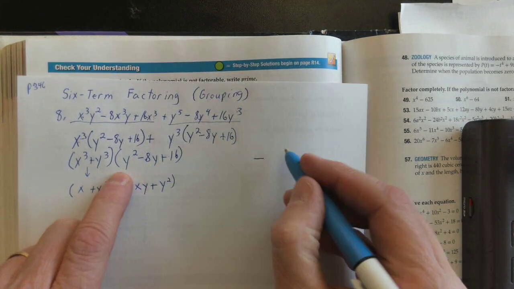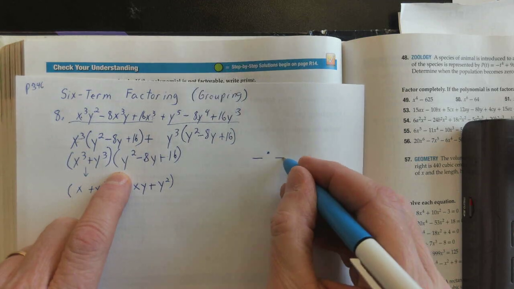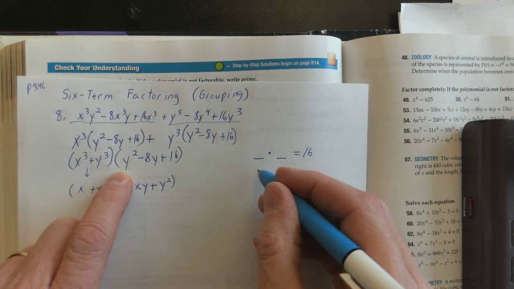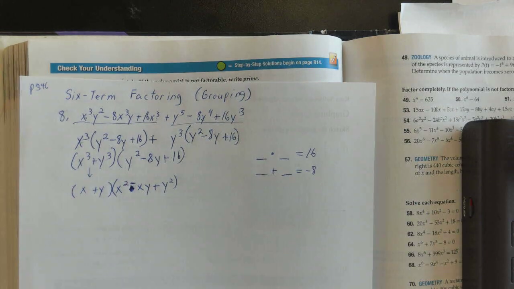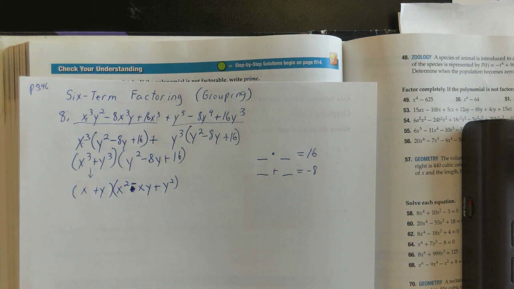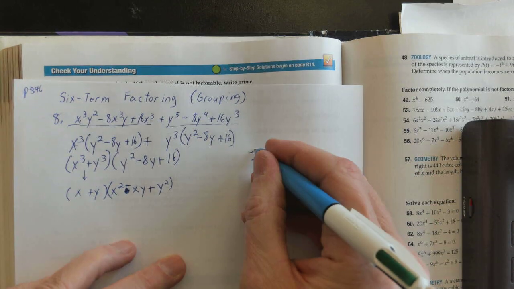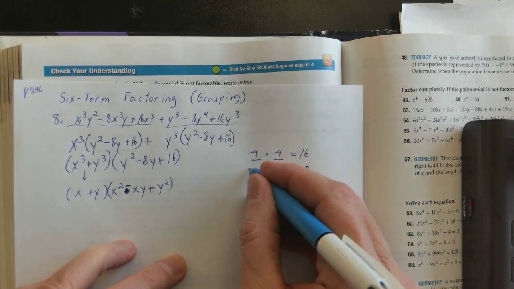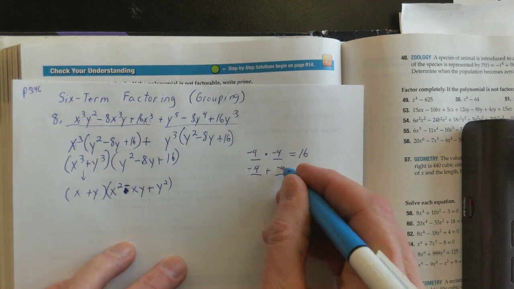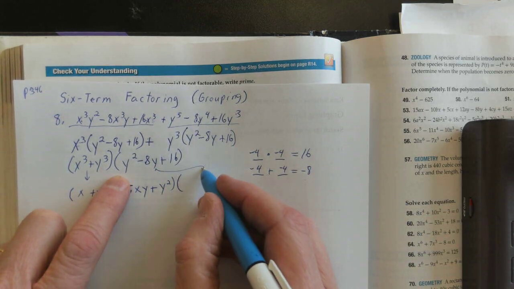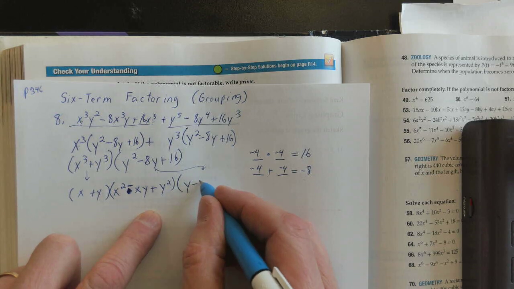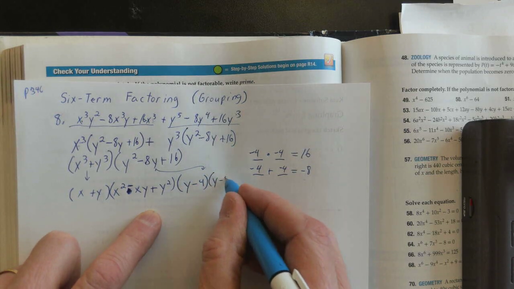All right. Now, I'm just curious. We got a trinomial here. Can we multiply two numbers and get 16 and add those same two numbers and get negative 8? Julian? Negative 4 times negative 4 is positive 16. Negative 4 plus negative 4 is negative 8. Well, you know what? This will factor too as y minus 4 times y minus 4 then.